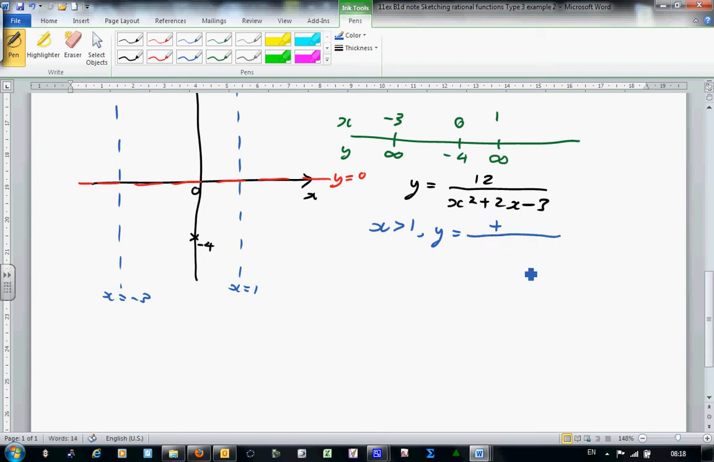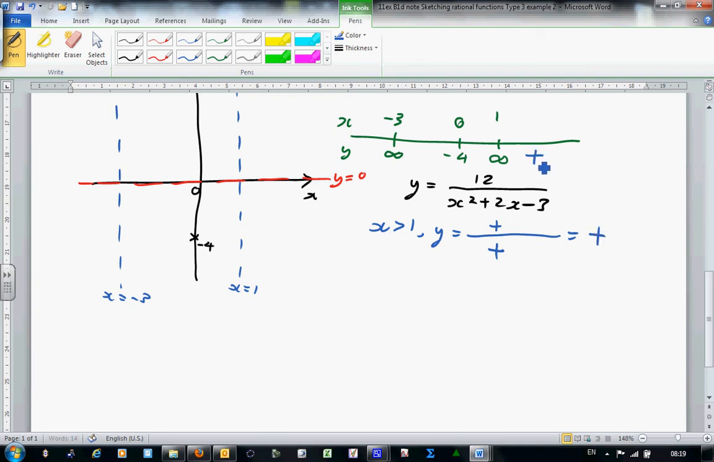Okay, so it will actually happen here that when x is 1, we end up with an infinite answer. Okay, so when x is 1 here, we actually end up with 0 on the bottom. But when x is bigger than 1, so let's say 2, we have 2 2's are 4, plus another 4 is 8, minus 3, so we've got positive over positive, which is positive. So in this section, the graph is going to be above the x-axis. The y values are all positive.